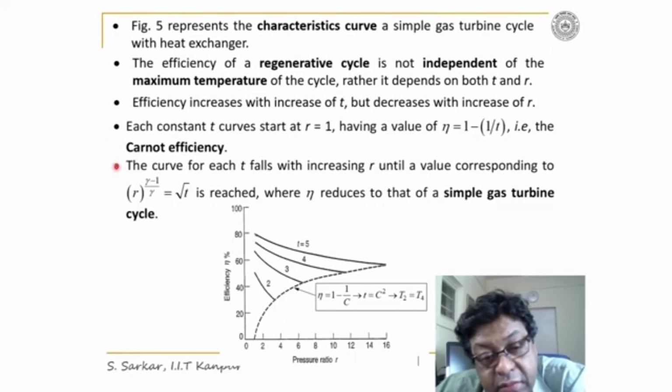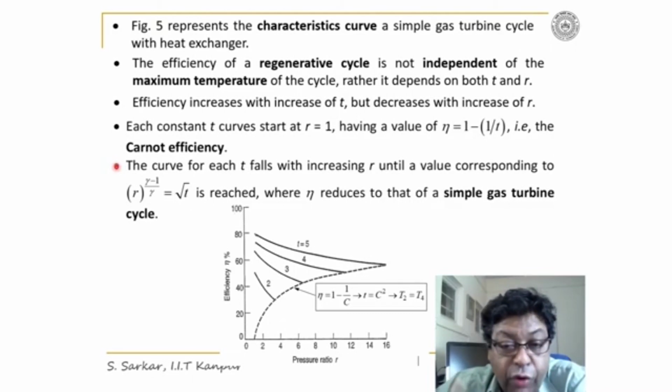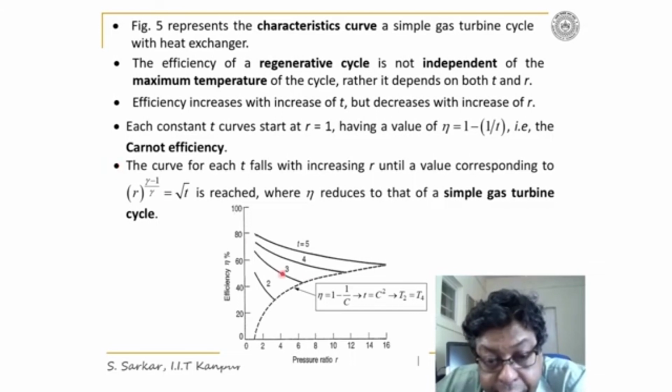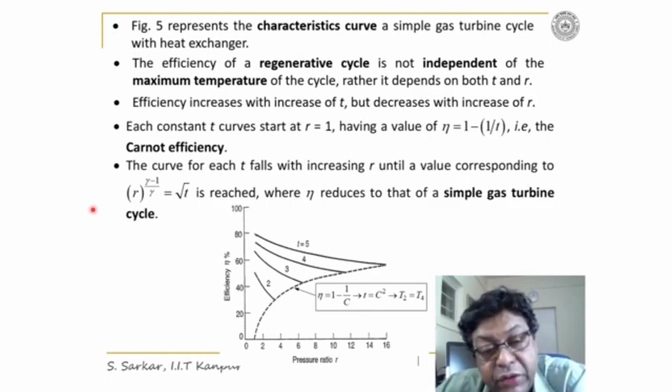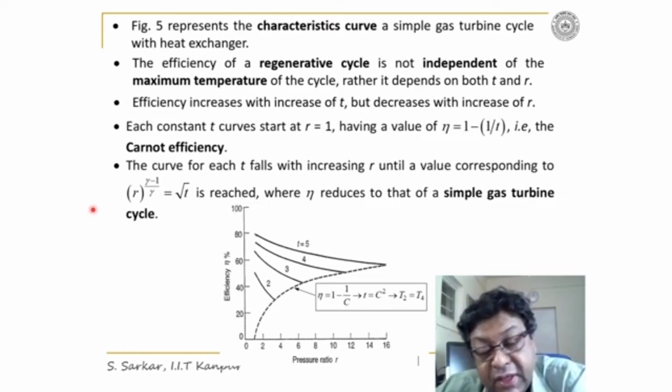Furthermore, the curve for each T falls with increasing R until a value corresponding to R to the power gamma minus 1 by gamma is equal to root over T is reached, where efficiency reduces to that of a simple gas turbine cycle for maximum work output.